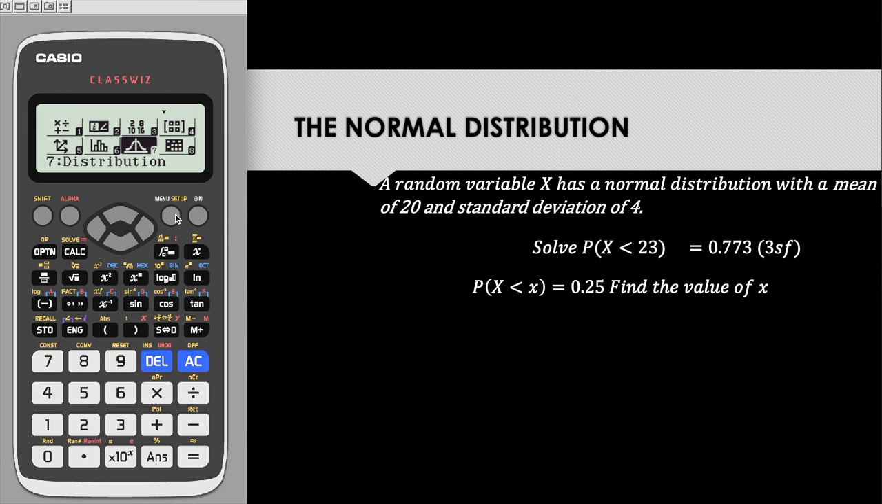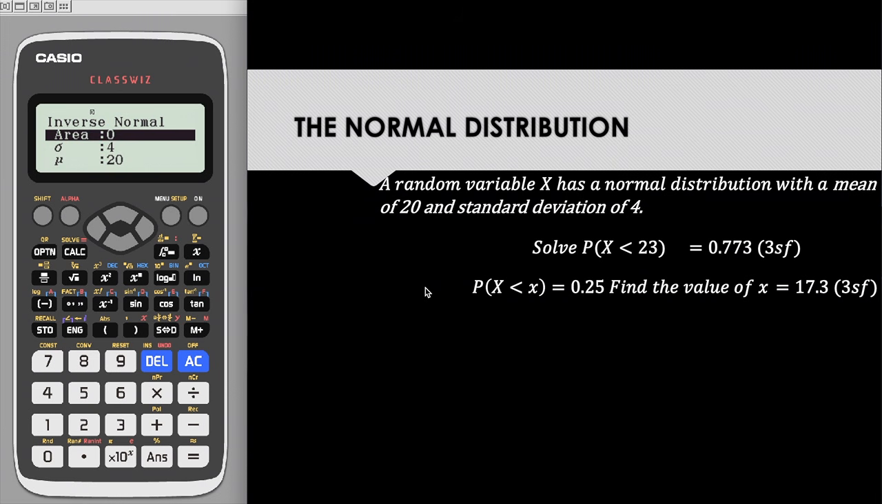Now, if I go back to menu, the next part of the question says we're told that the probability is 0.25 and we need to find the value of x. To do this, we're going to use the inverse function of a normal distribution. If we go back to menu and select 7 for distribution again, you'll see we've got the option for inverse normal, which is option 3. If we select 3, and I've already calculated this, I got an x value of 17.3 to 3 significant figures.